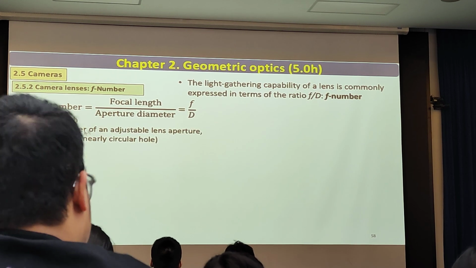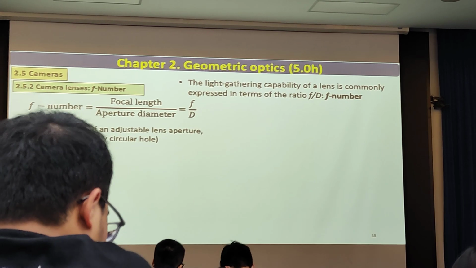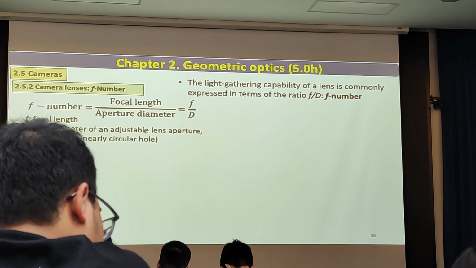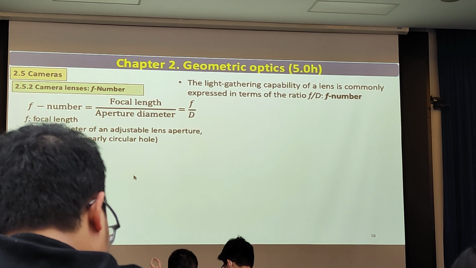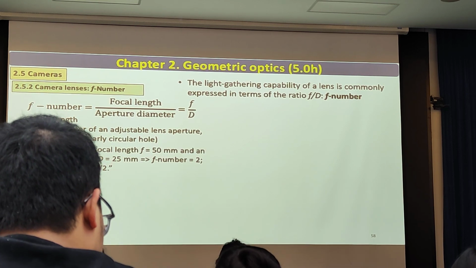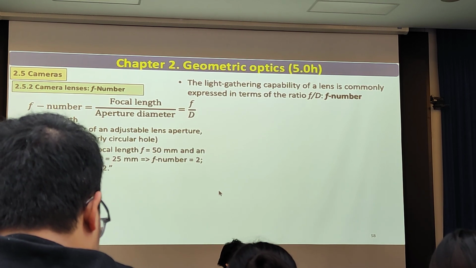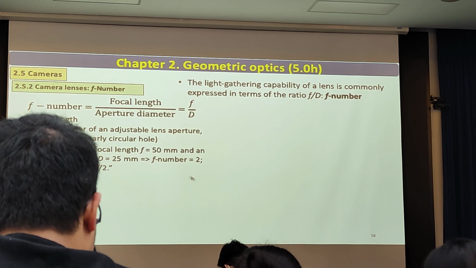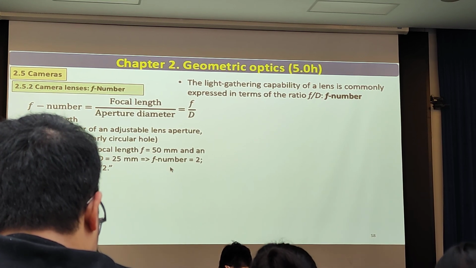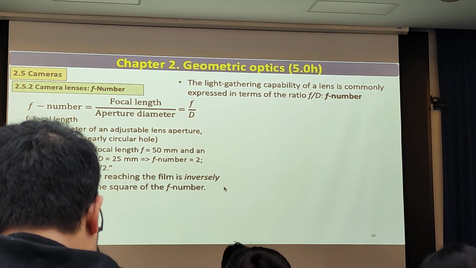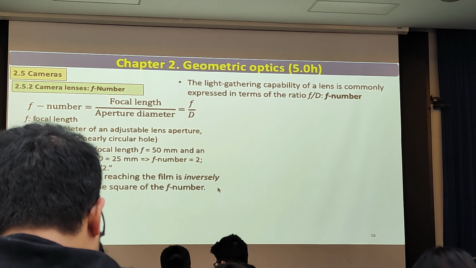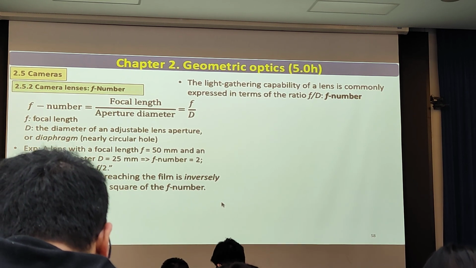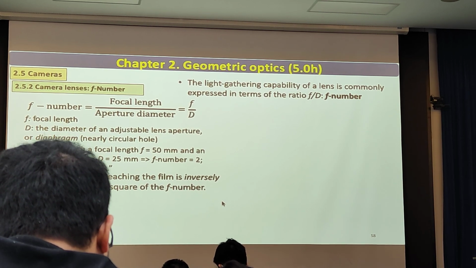In which f I just explained, and D is the diameter of the adjustable lens aperture of the diaphragm, which is a nearly circular hole. Yes, you can have this value. For example, given f and D, you can find the value of the f number. And the light intensity reaching the film must be inversely proportional to the square of the f number as well.